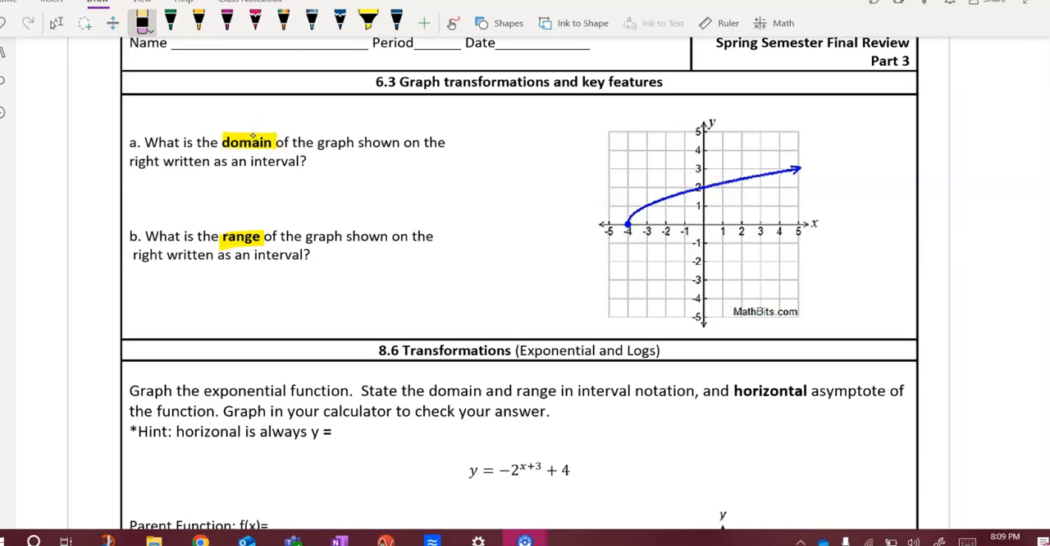Hi, welcome to the final part of the semester review video. This first question here is asking us about the domain and range of the square root function to the right.